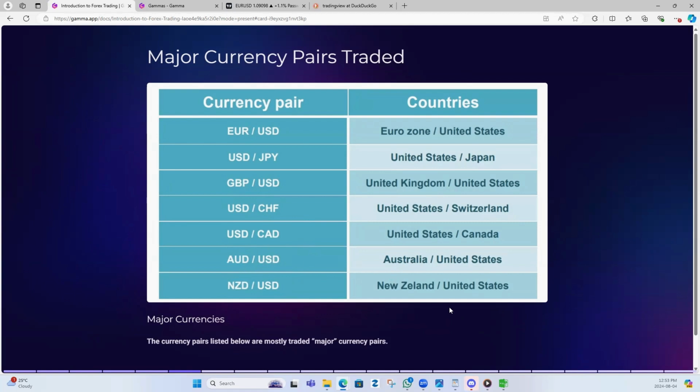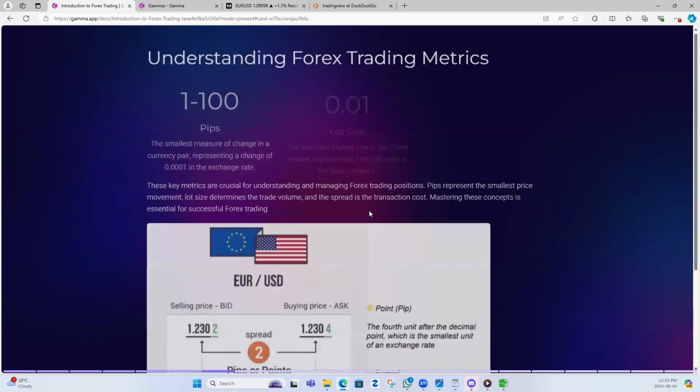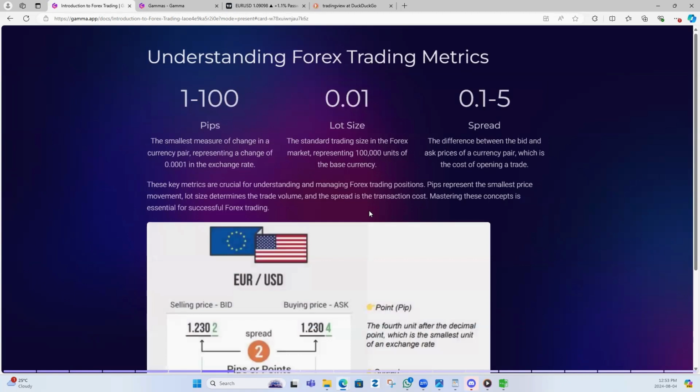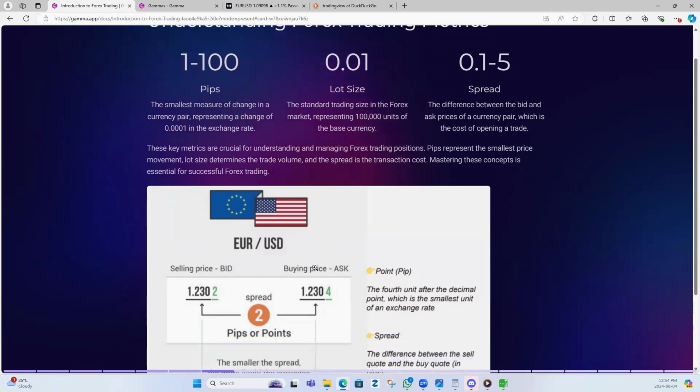Okay, so these are what we call the major currencies, right? Also, you have to understand the trading metrics of the currency market. The pip is the percentage in point. It's the smallest measure of currency movement.